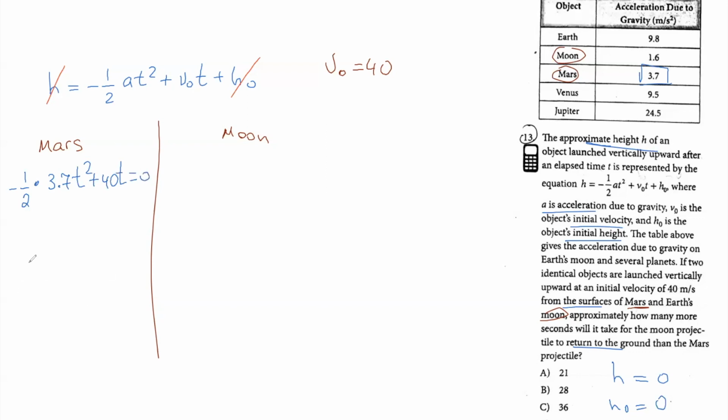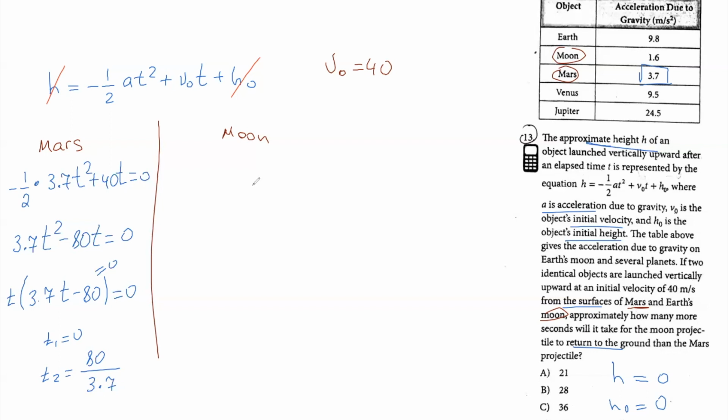We just need to solve this. Let's multiply both sides by minus 2. 3.7 t squared minus 80t is equal to 0. Take t out, t times (3.7 t minus 80) is equal to 0. As you see, one of the roots is 0, another one is, if you equalize it to 0, 3.7t is equal to 80. t is 80 divided by 3.7.